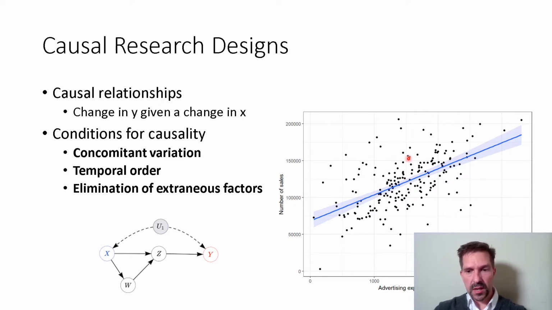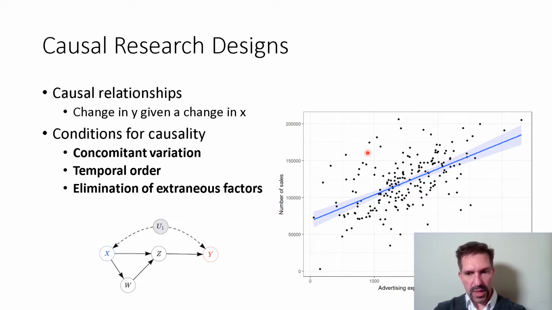Now, to determine causality, it's not sufficient to see that there is a relationship. There are actually three conditions that need to be met before we can talk about causal relationships. The first condition is concomitant variation, which essentially means the two variables that we're interested in studying, both the cause and the effect, need to move together. One way of checking whether they move together is by observing the scatter plot, like we've been doing so far.